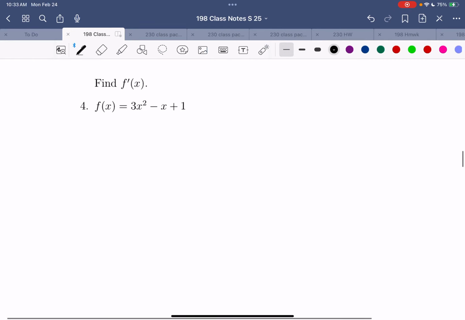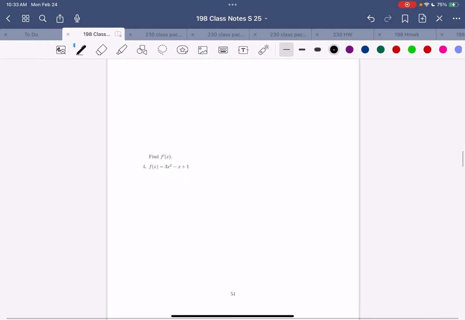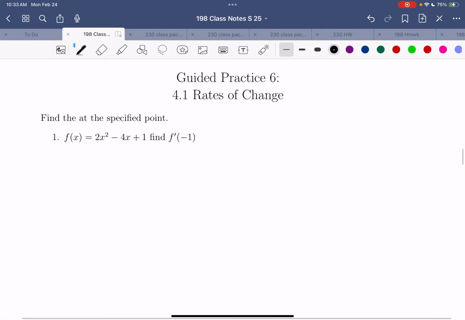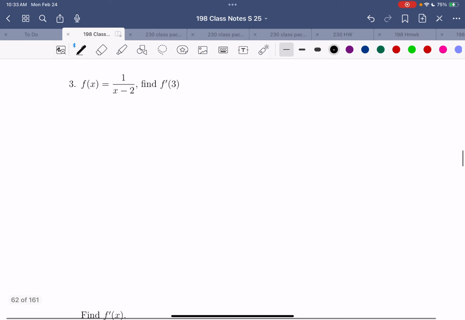Hi there. It appears as though the guided practice number 6 on 4.1 rates of change did not include number 4. So I did want to go ahead and fill that in for you.